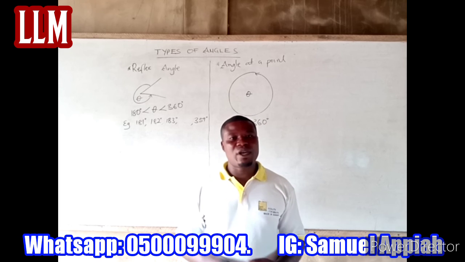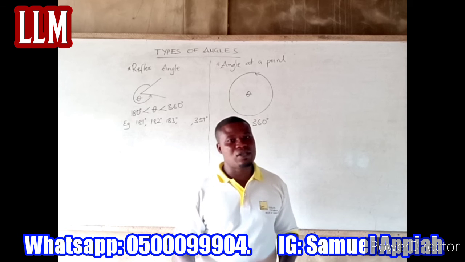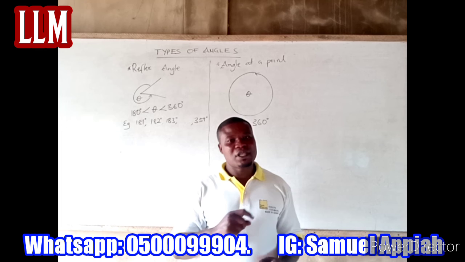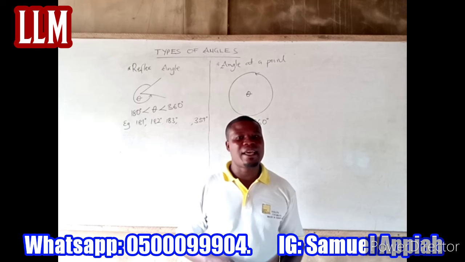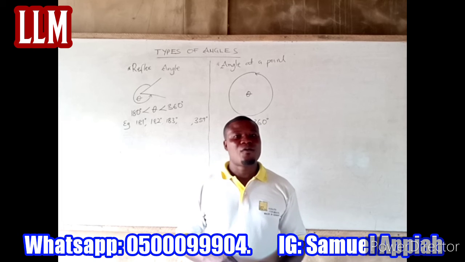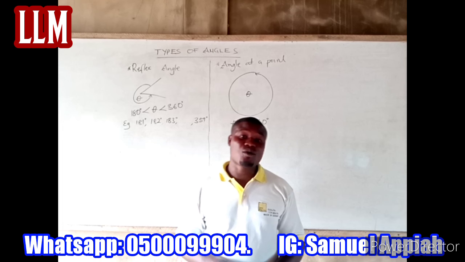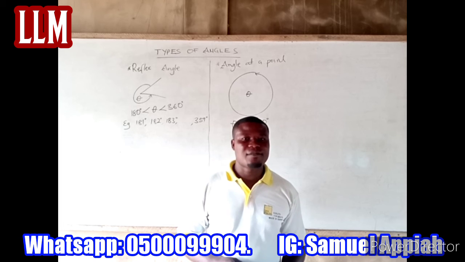And then we moved on to a straight angle. A straight angle is the angle along a straight line. Every straight line has an angle, and that angle is equal to 180 degrees. So a straight angle is any angle found on a straight line, which is equal to 180 degrees.